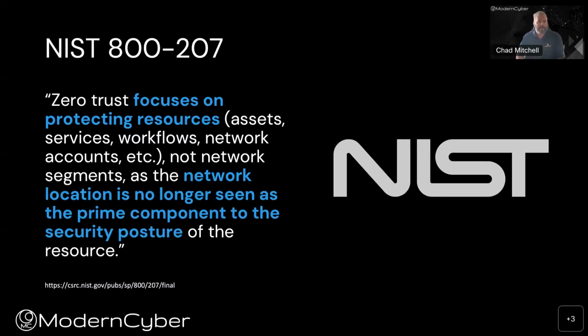So the next one we want to look at is NIST 800-207. Right off of the NIST main page, 800-207 focuses on protecting resources, and a network location is no longer seen as the prime component of security posture. So again, just a different way of saying those perimeter-based defenses are no longer adequate for security for the U.S. government, civilian, DoD, whoever it may be.